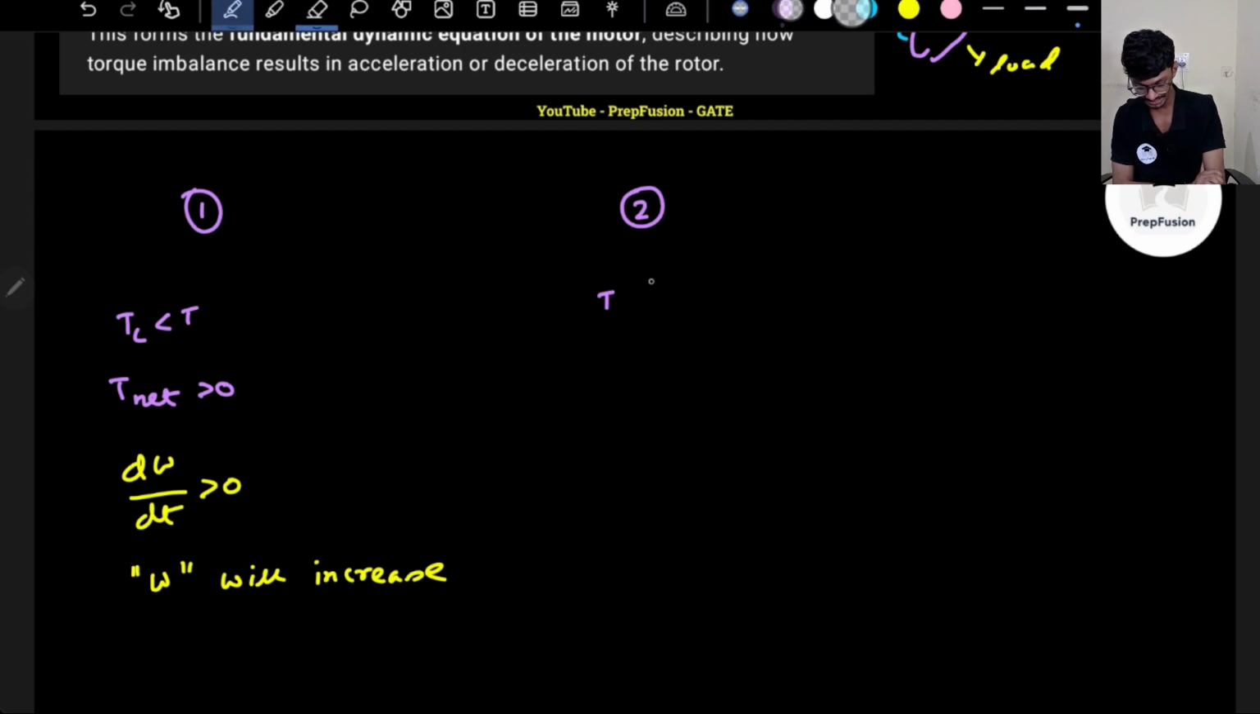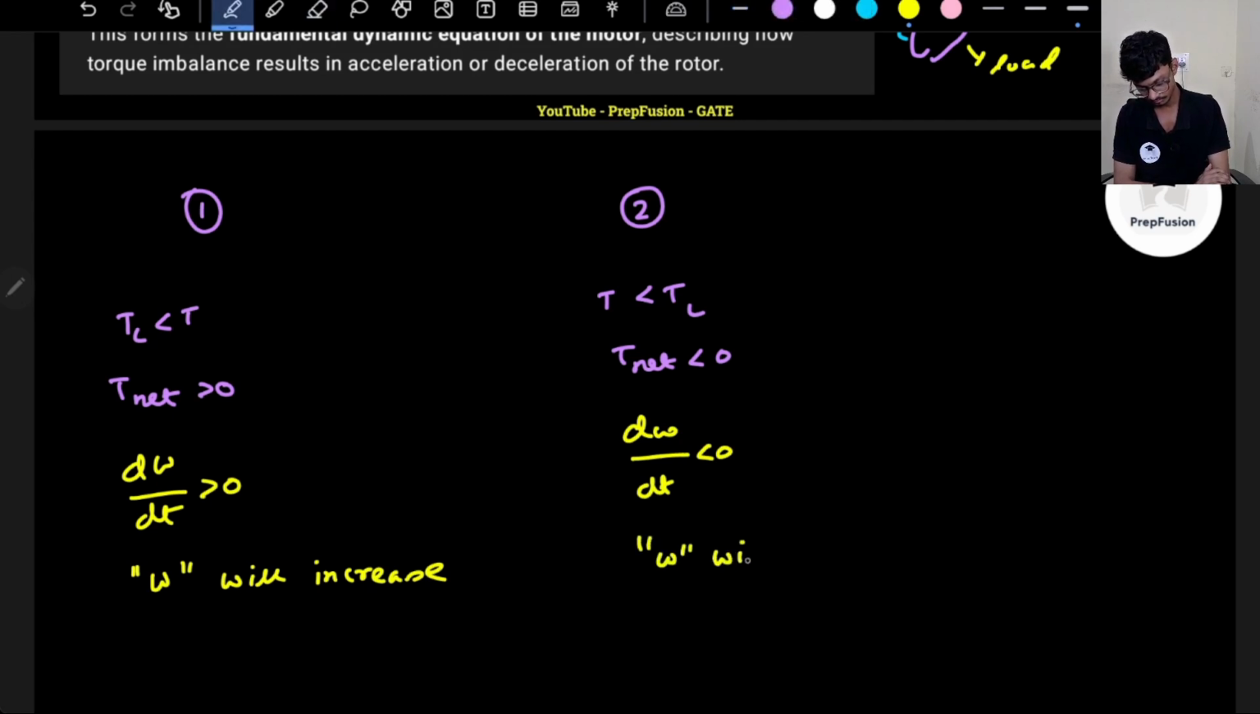Now if the developed torque is less than the load torque, the net torque is negative. If the net torque is negative, d omega by dt is negative, which means my omega will reduce.